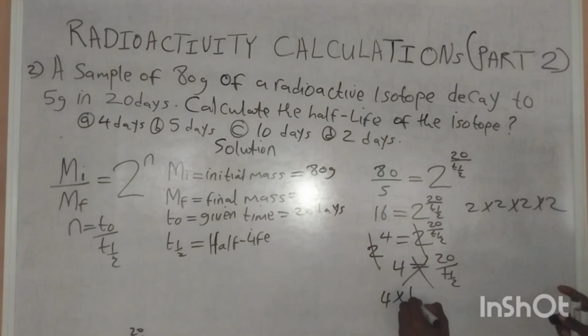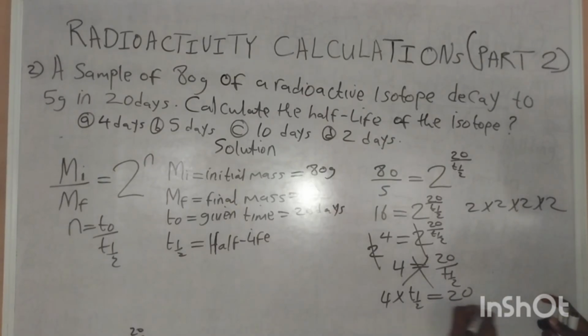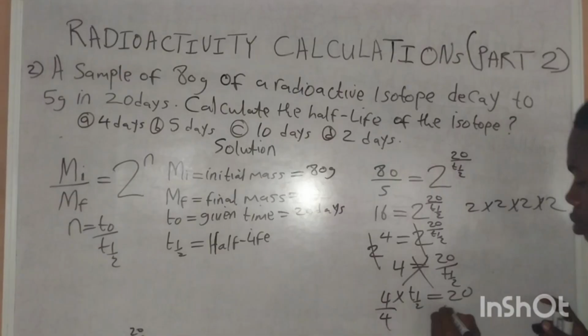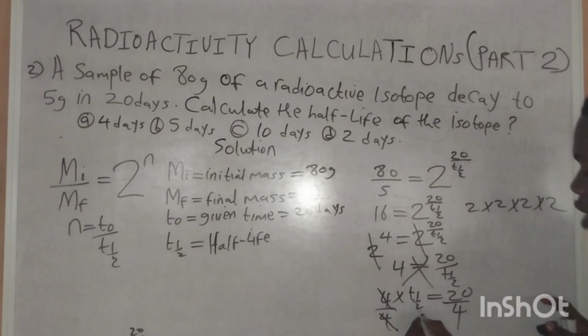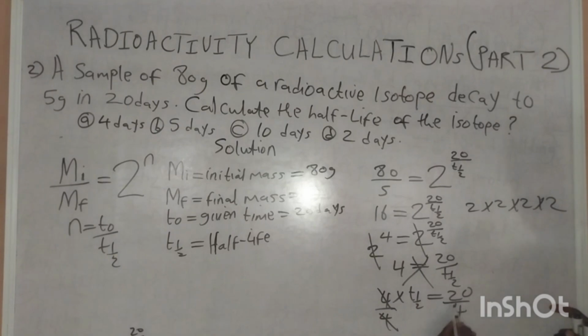So 4 times our half-life equals 20. We're not looking for 4 times half-life; we're only looking for half-life. So at this point, we are going to divide by the coefficient of this half-life, which happens to be 4. So I'm going to divide both sides by 4. The 4 down here cancels the 4 here. Therefore, our half-life is equal to 20 over 4. Now 20 divided by 4 is equal to 5.